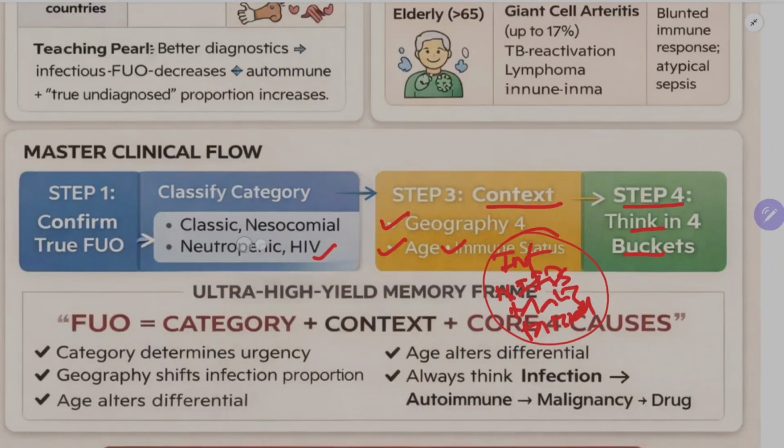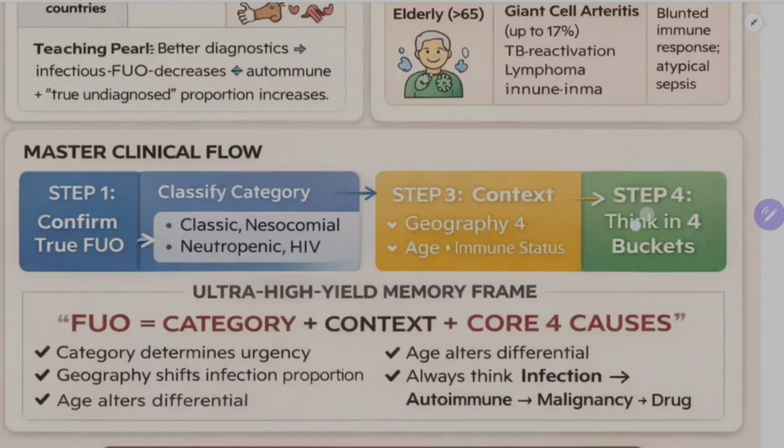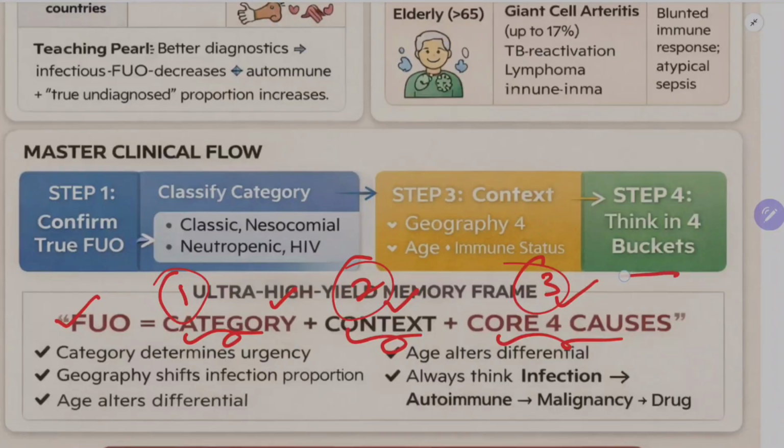Now thing to remember here, ultra high yield memory frame. FUO is category, context based on the geography and age, then core 4 causes. So 3 things you should remember while evaluation. You take the category according to the Durack criteria, then context based upon the geography and age, then causes. So these 3 things you should keep in mind while evaluating a patient with FUO. Category of the patient, geography and age, and causes.